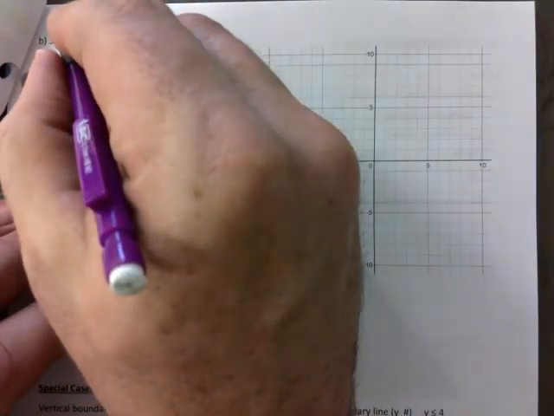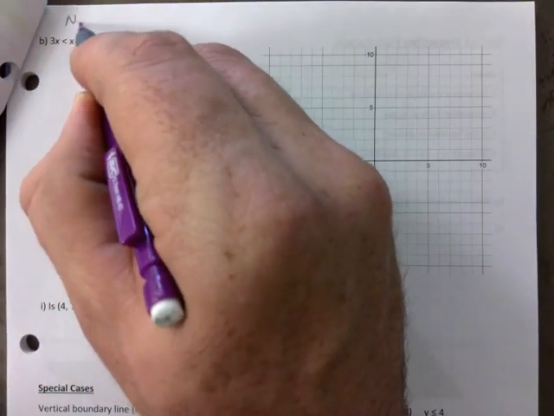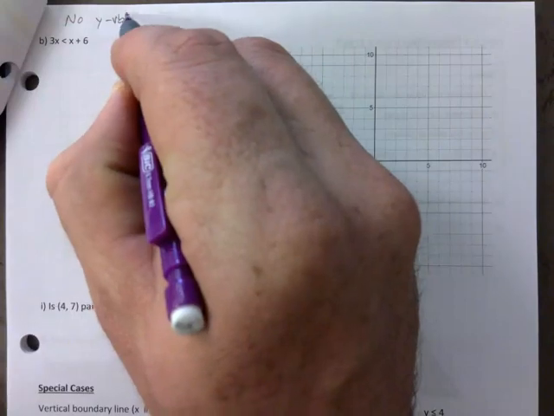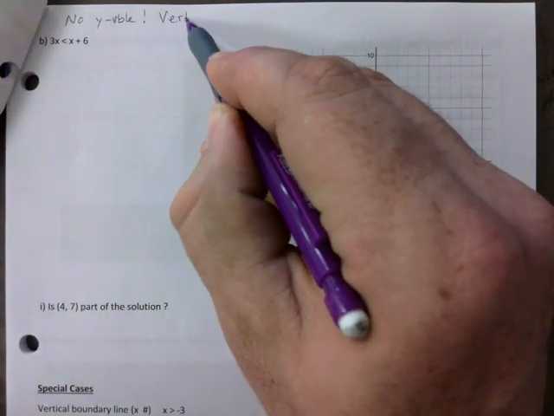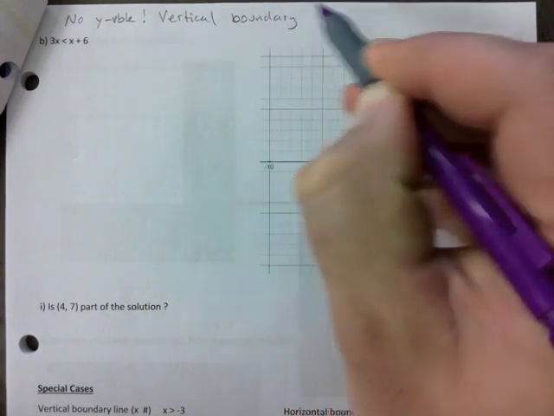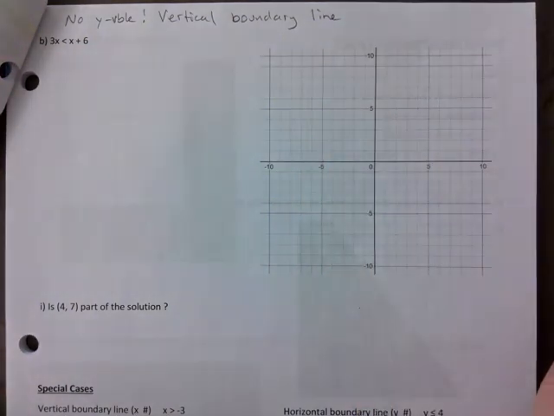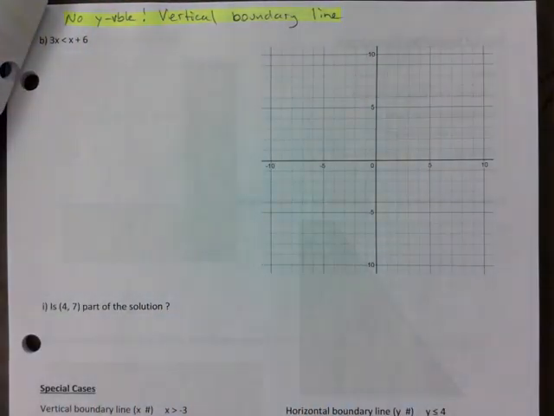This is a special case, right? I will say if you scan it, there's no y variable. This will be a vertical boundary line. That's something you should catch. If there's no y variable, it's not going to be a diagonal. It could be the other way. If there's no x variable, just a y, then it's a horizontal.